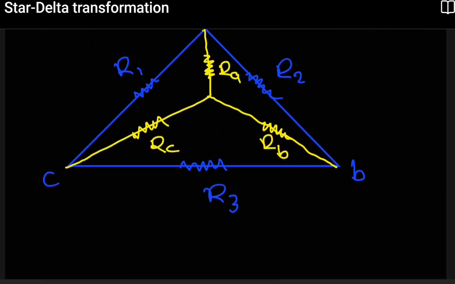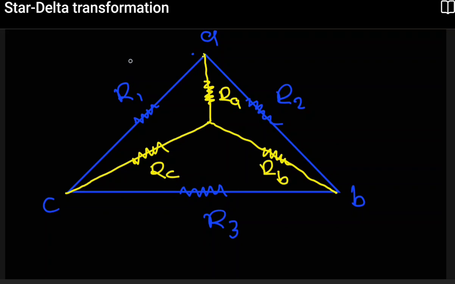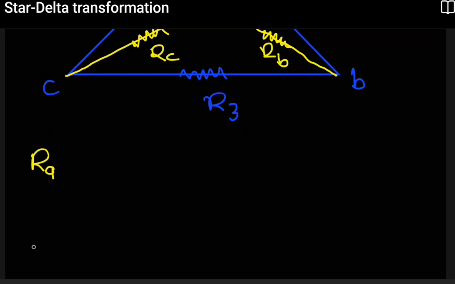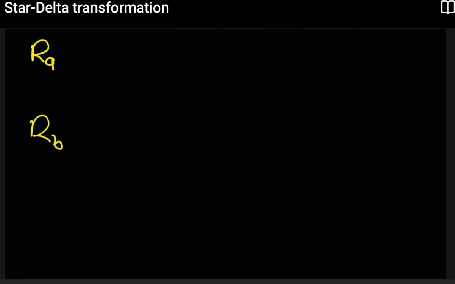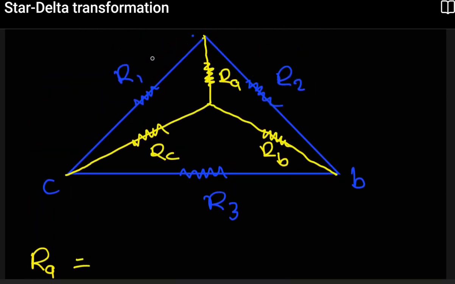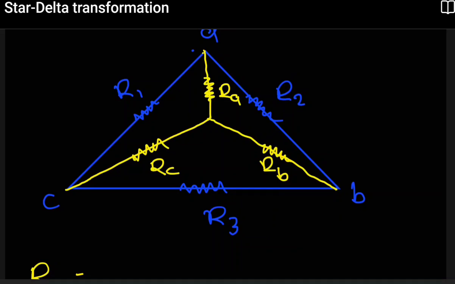Now, how do we convert? The argument is that you are given what R1, R2, and R3 are, and you're trying to find an equivalent circuit that will look like a star with the resistors RA, RB, and RC. So we're trying to first find what RA is, what RB is, and also what RC is. Once you can find these, you can substitute this delta, the one in blue, by something equivalent in the form of a star. So how do we do that? Well, the key here is to notice this.